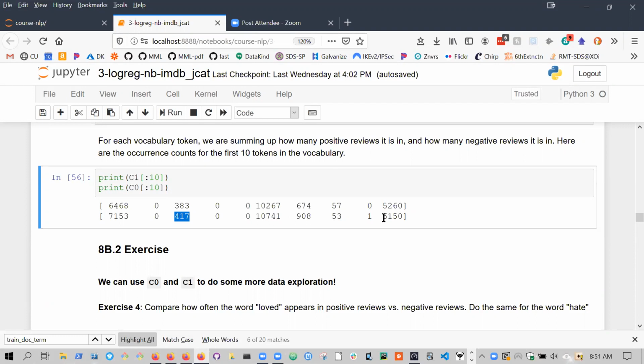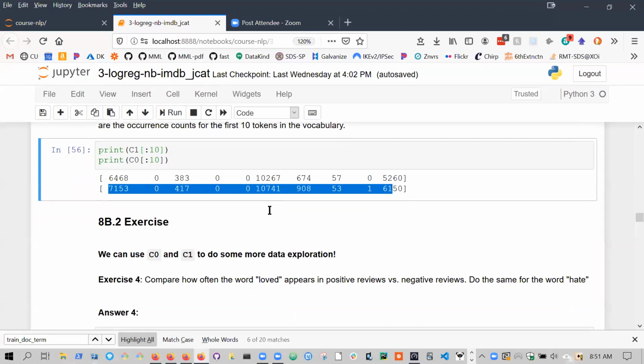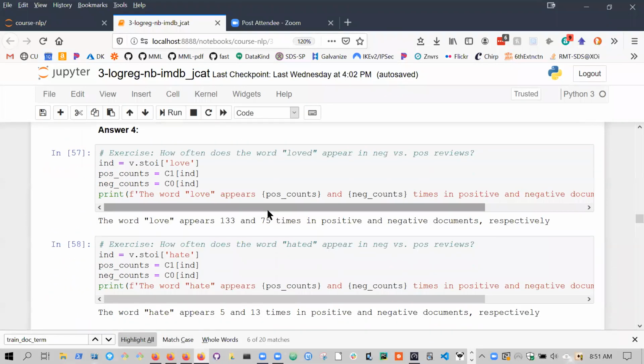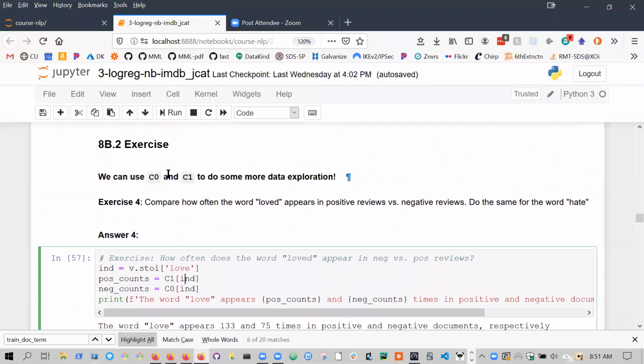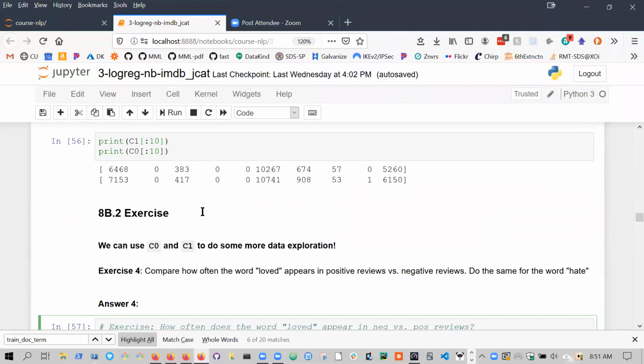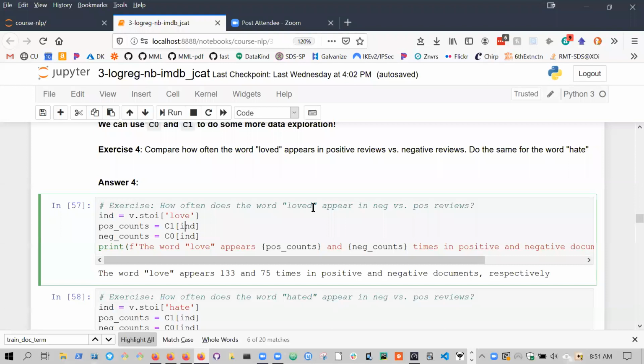Okay, and this token was more likely to be used in the negative reviews because remember, the second list is the 0, the counts corresponding to negative reviews, and the first list is the counts corresponding to positive reviews. So here, there are things you can do now with these C0 and C1 once you've built them. You can ask how many times does the word love appear in negative and positive reviews. And I made a mistake here. That's what it should be.